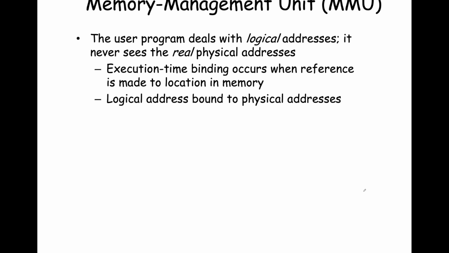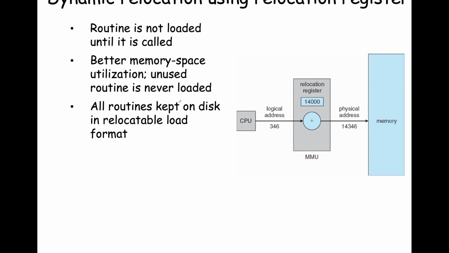So the user program will deal solely with logical addresses. It never sees the physical address. It generates a logical address, and this relocation system is used to map to a physical address. And so this execution time binding occurs whenever a reference is made to any location in memory. So that could be a variable name. It could be a function name. And a logical address is bound to a physical address. This happens at runtime, so it's going very, very fast.